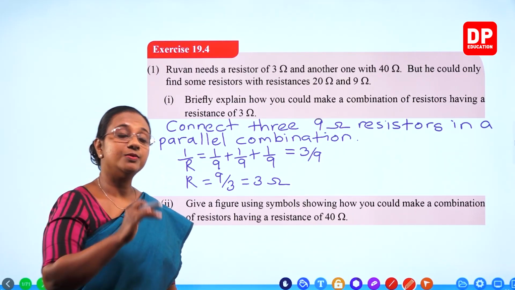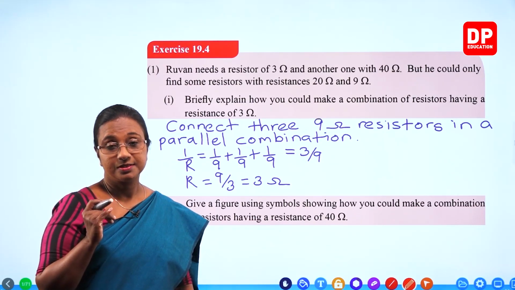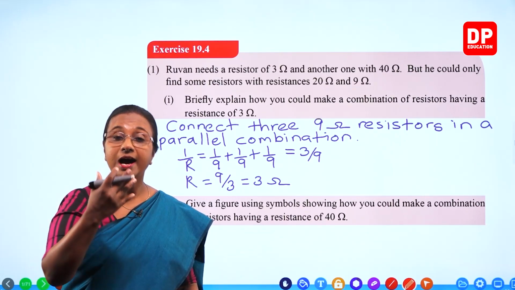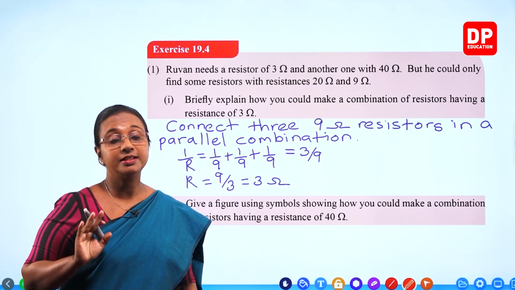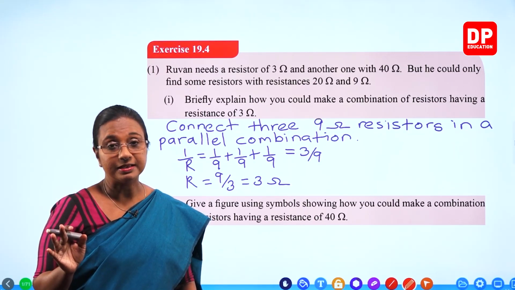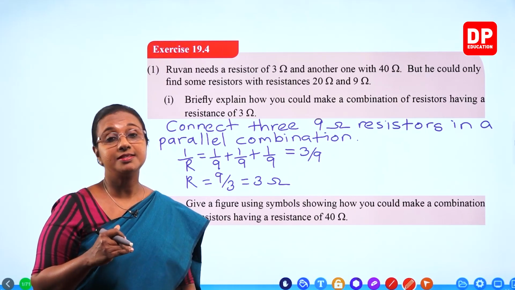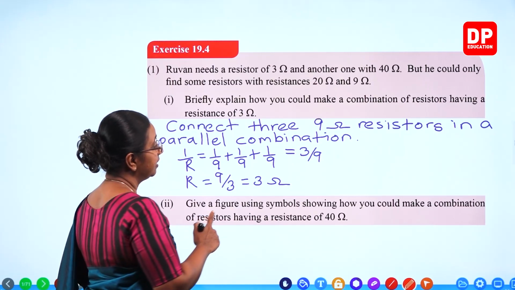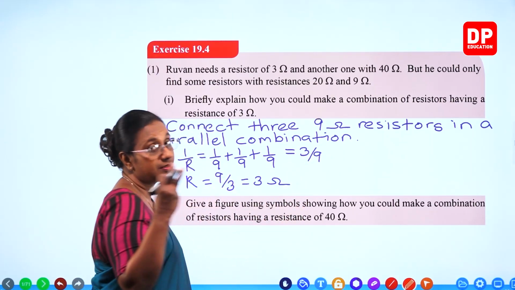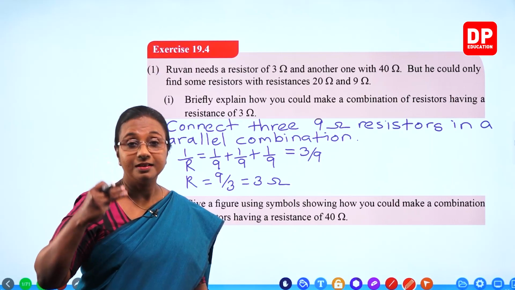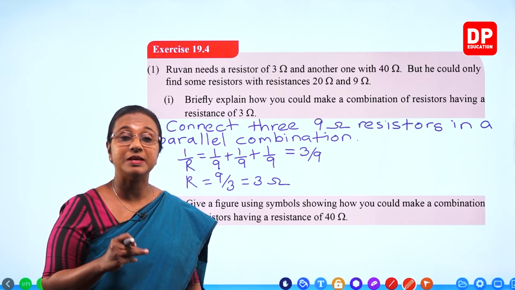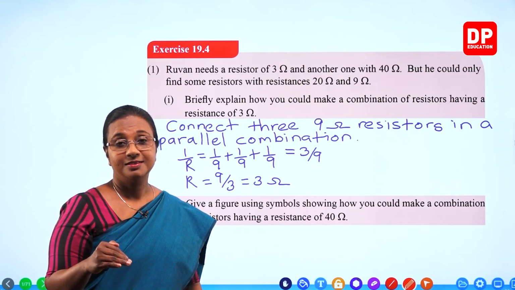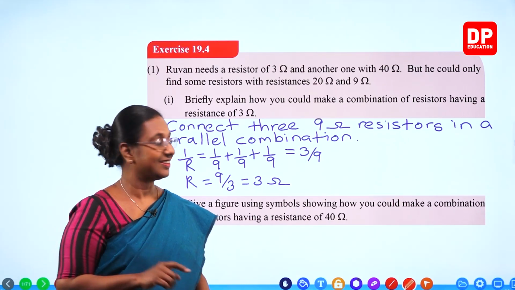So always look at the values. I am sure you all can understand that. And remember, if you want a higher resistance, you need to connect the resistors in a series manner. If you want to decrease the resistance, you have to go for the parallel manner. So you can see now, 3 9 ohm resistors, but the equivalent resistance becomes 3. It decreases. I'm sure you all can understand that.